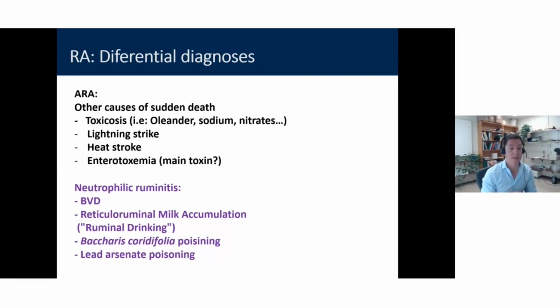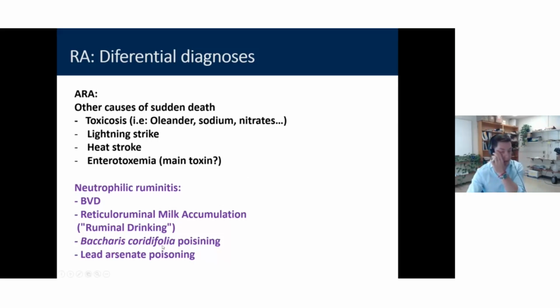If it's a young animal and you have any problems in the ruminal groove, milk can go to the rumen compartment, ferment there, and also trigger acidosis. The younger categories are still milking. So that's called ruminal drinking, and that's another very common cause of neutrophilic ruminitis.